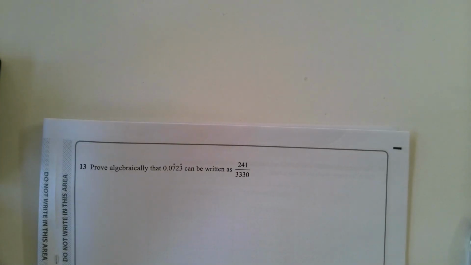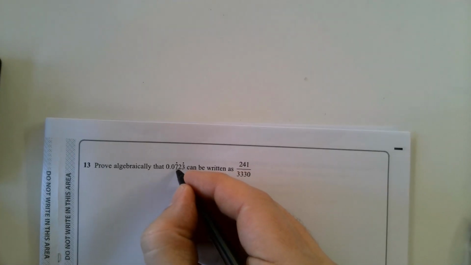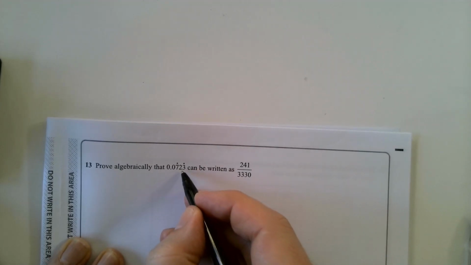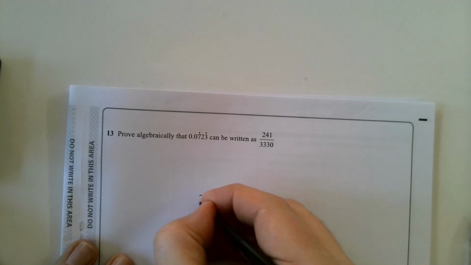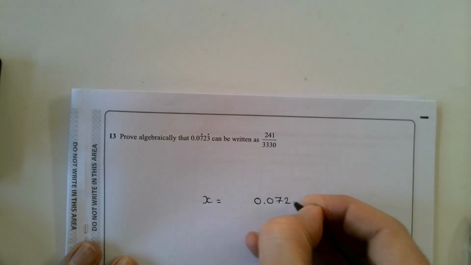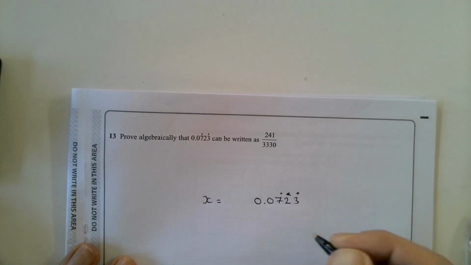This one, prove algebraically that this is the case. Right. I've got a dot on my first digit that recurs, I've got a dot on my last digit that recurs. So 7's recurring, 2's recurring, and 3's recurring. So that means that 3 digits are recurring. So if x is 0.0723, oh sorry, I don't need that, cross that out.